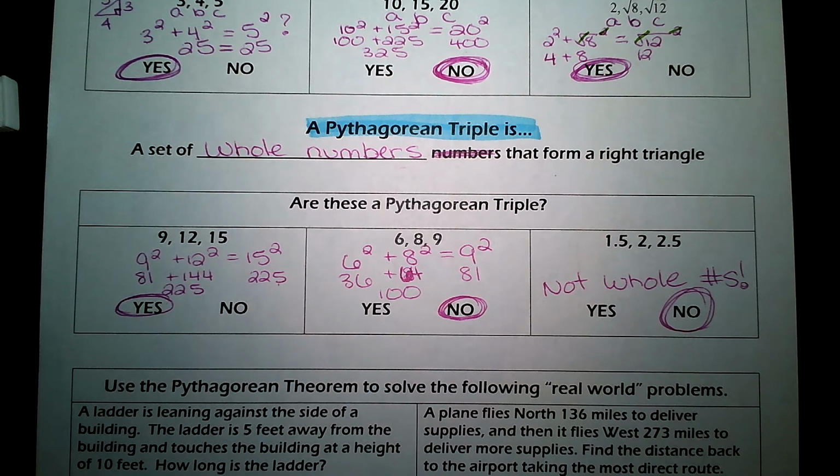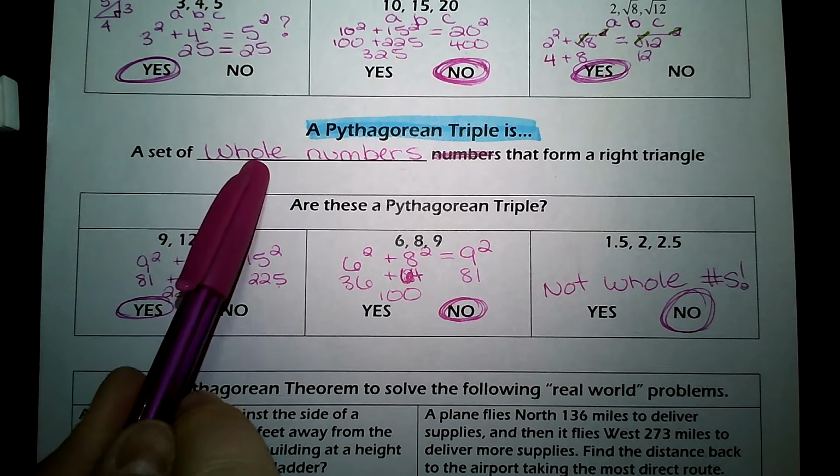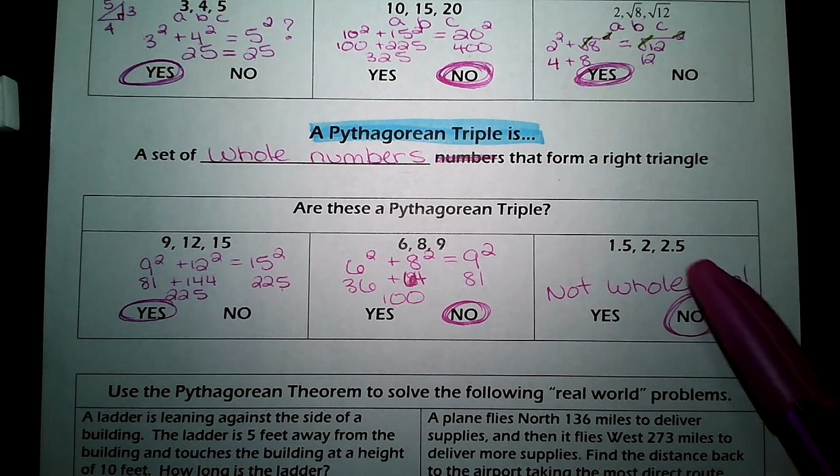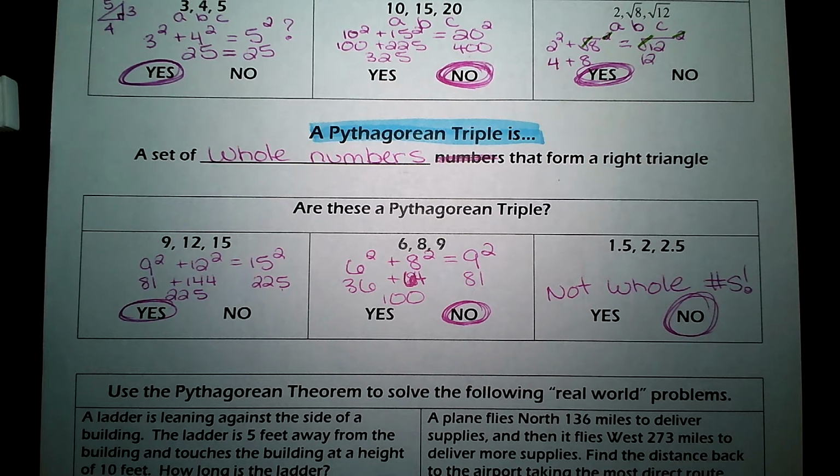Well, hopefully that one was super easy. In order to be a Pythagorean triple, you have to be working with whole numbers, no decimals. And here we've got 1.5, which, boom, right away, that eliminates this from being a Pythagorean triple. They are not whole numbers, so they are not a Pythagorean triple. I didn't even check them in the Pythagorean theorem.